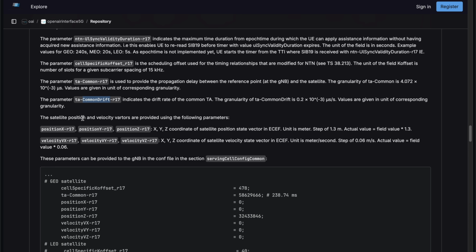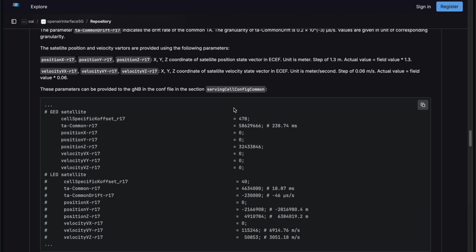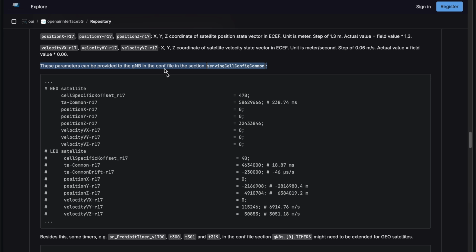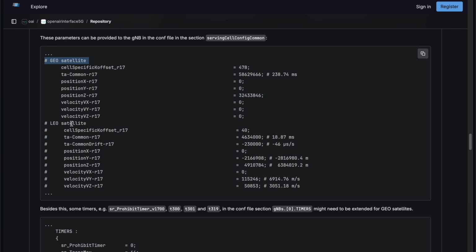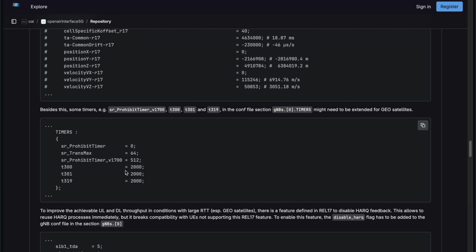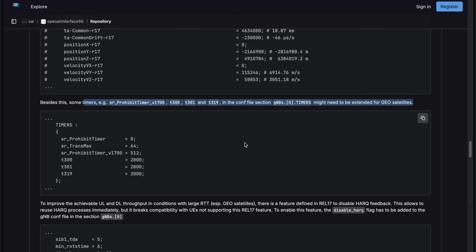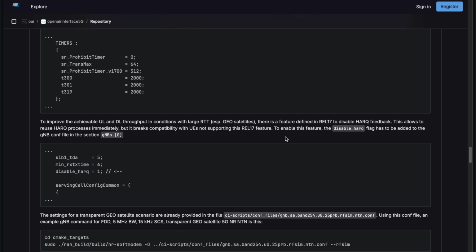Then we have some position and velocity variables which are provided over here. These are for the XYZ coordinates of the satellite position, same for velocity. Now you can configure all these parameters in the configuration file, as you can see here, both for the GEO satellites and the LEO satellites. Now we have some timer parameters over here, which are also necessary. And there is also one more important thing.